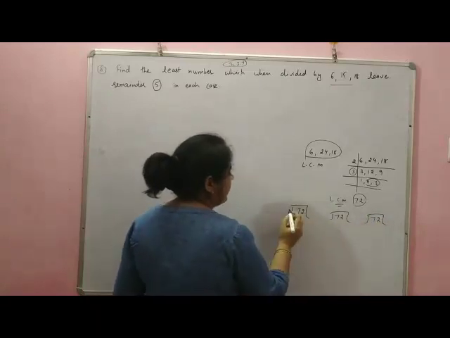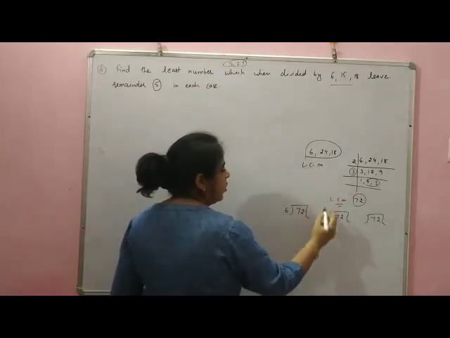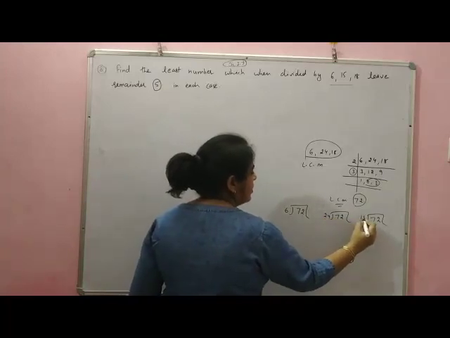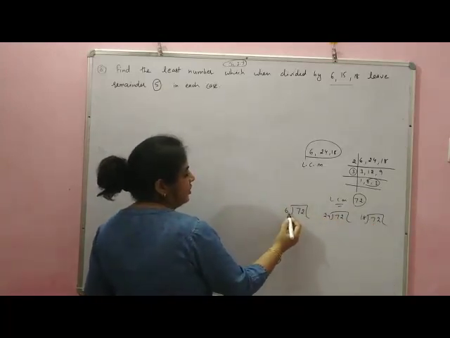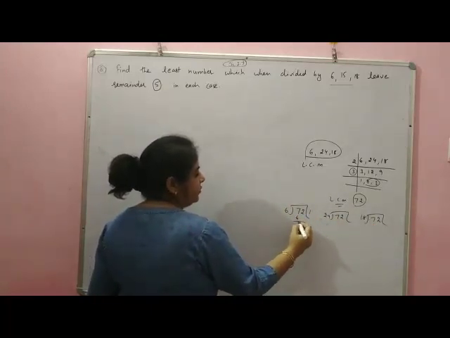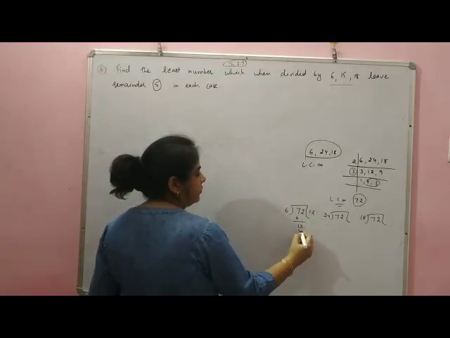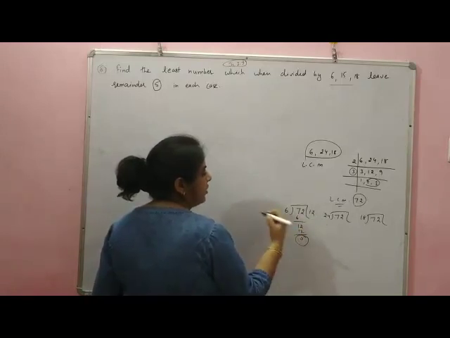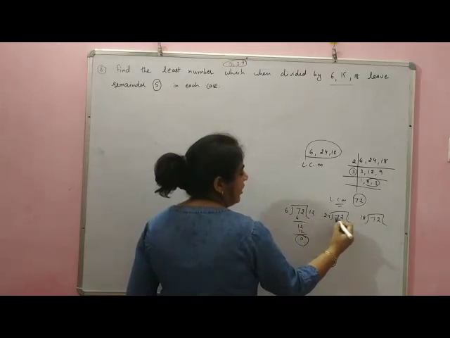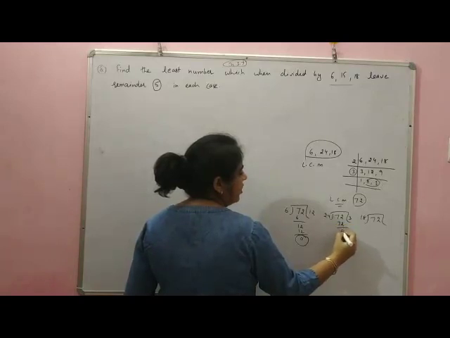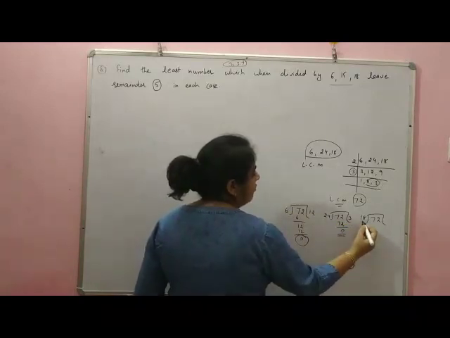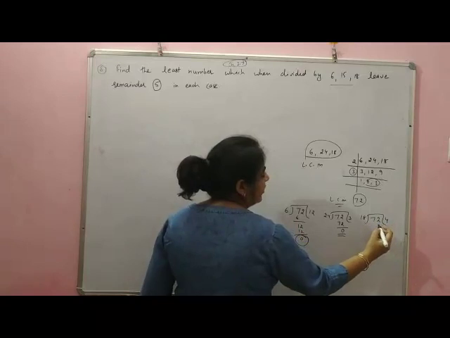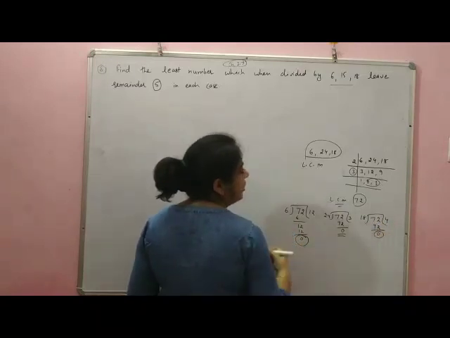72 is the LCM. When we divide by all three numbers, see what is the remainder in each case. What is the remainder here? 0. If we divide it by 24, it will go at the table of 3. So 24 threes are 72. What is the remainder? 0. When we divide by 18, it goes at the table of 4. So 18 fours are 72. What is the remainder? 0.